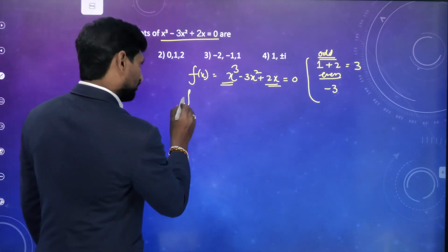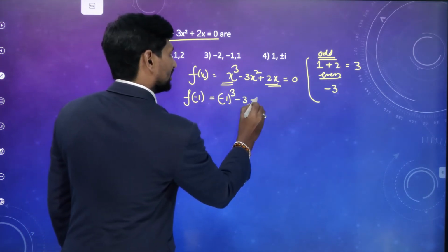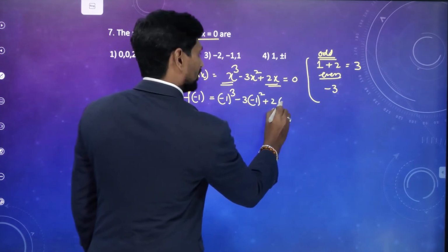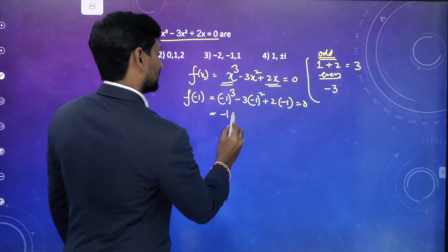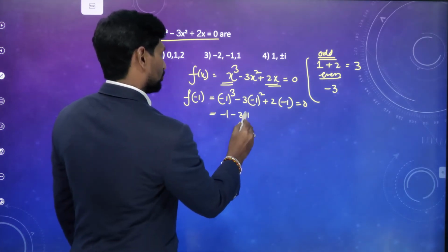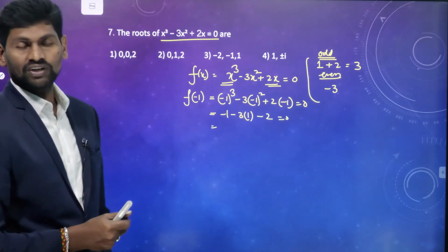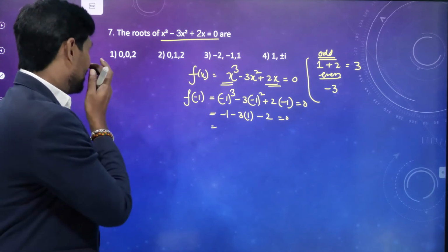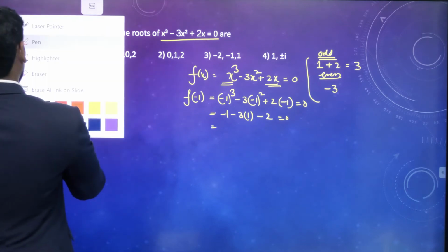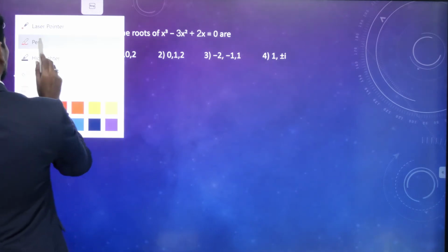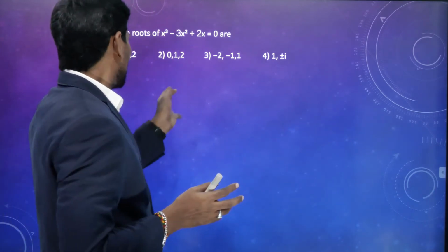Now let me find f of minus 1, which equals minus 1 whole cube minus 3 into minus 1 whole square plus 2 into minus 1 equals 0. Minus 1 whole cube is minus 1. Here minus 3 into 1 square is minus 3, minus 2, equals 0. All are negative terms, therefore x plus 1 is not a factor. So this does not work out. We don't get any possibility of getting the factors 1 and minus 1. So it is a failure.